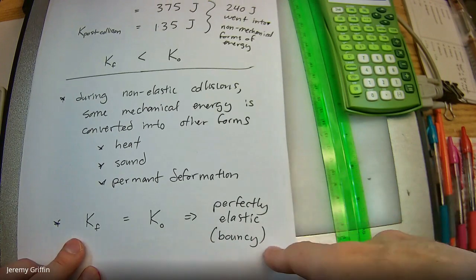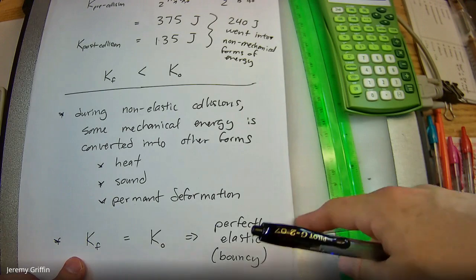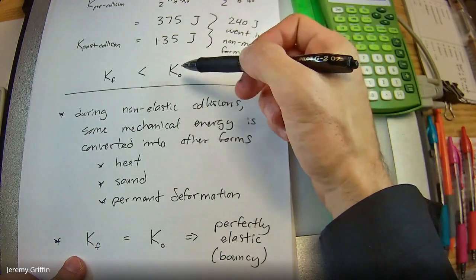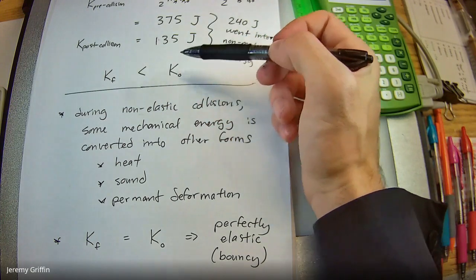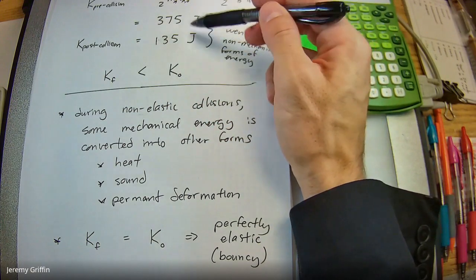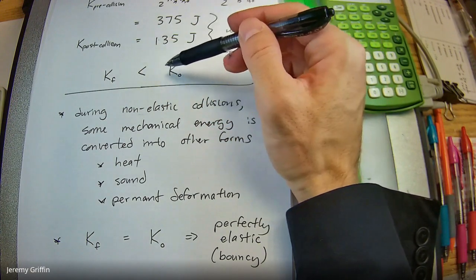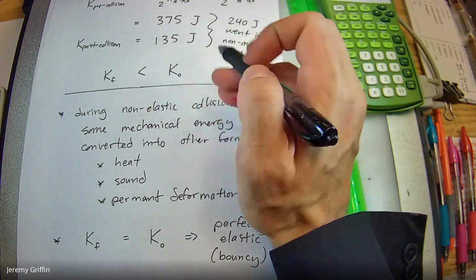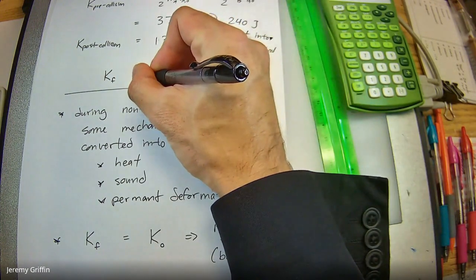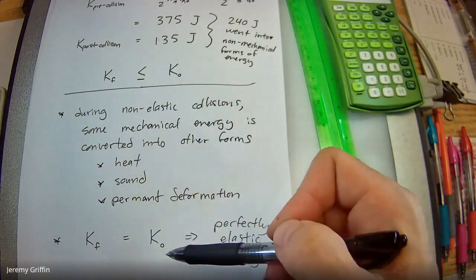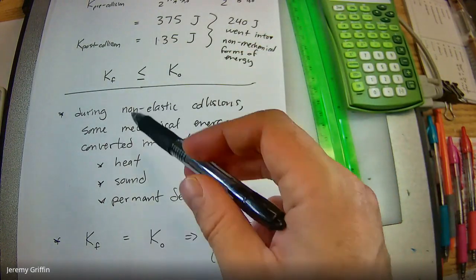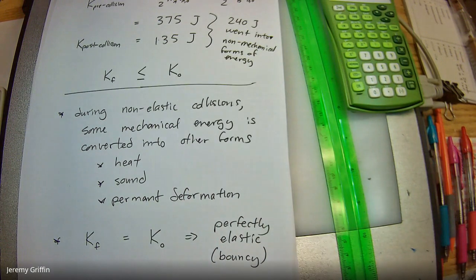One more thing I'm going to do before I switch this page off. I'm going to go back up to this inequality right here. It says the post-collision kinetic energy is less than the pre-collision kinetic energy. We lost these 240 joules. I want to modify this. Instead of saying strictly less than, let's say less than or equal to, because you could have something that's elastic. If something's perfectly elastic, perfectly bouncy, in that case it would be conserved.